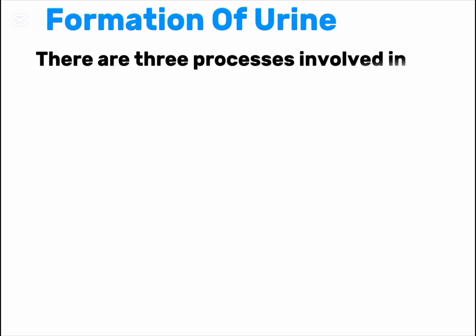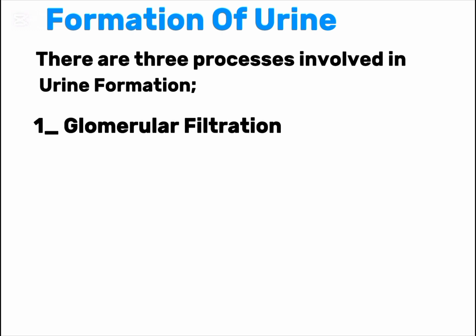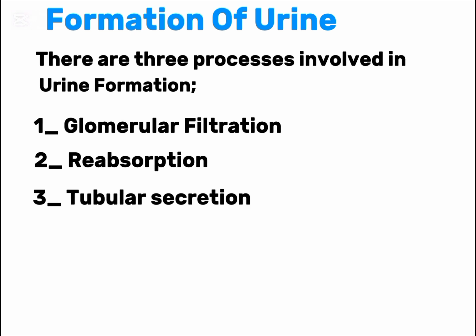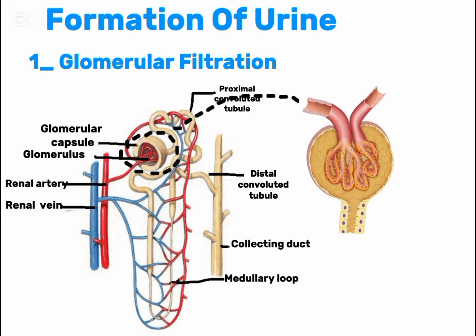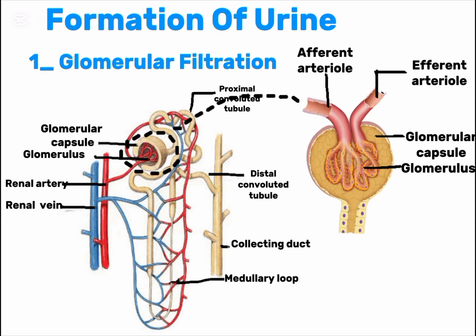Now we will discuss the process of urine formation. There are three processes involved in urine formation: glomerular filtration, reabsorption and tubular secretion. Filtration occurs in the semi-permeable walls of the glomerulus and glomerular capsule. Glomerular filtration is the process by which plasma is filtered from the glomerular capillaries into the glomerular capsule.